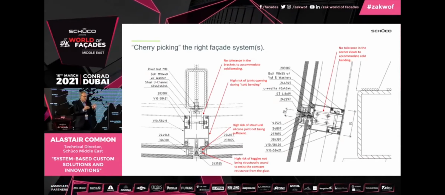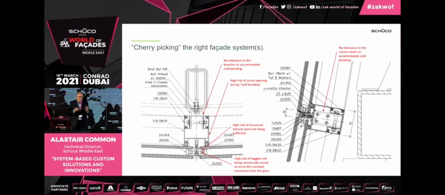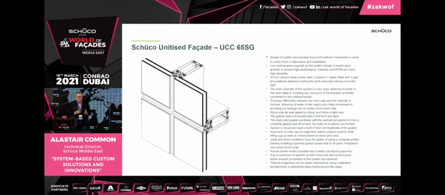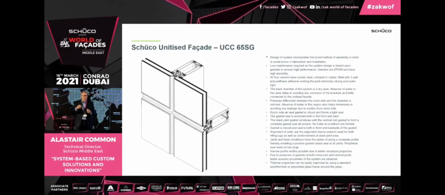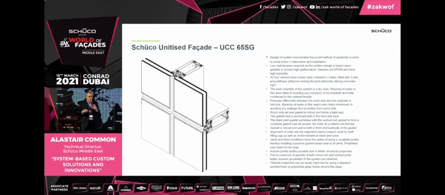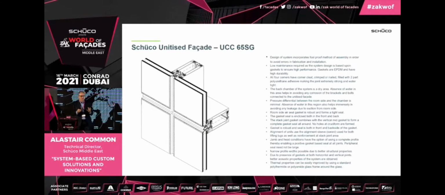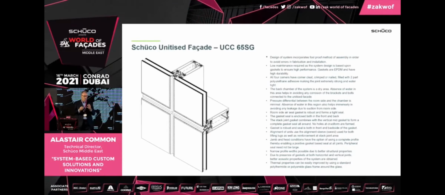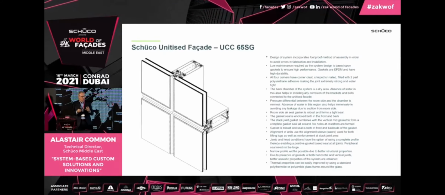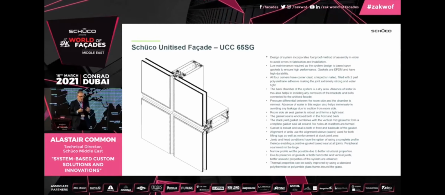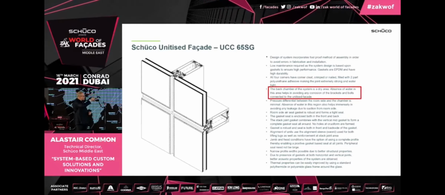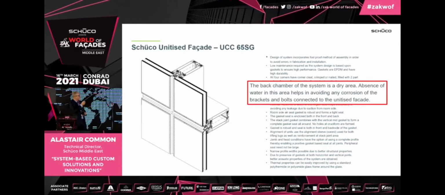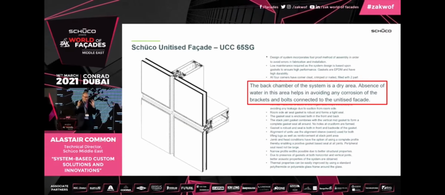So a stick system in this regard, it quite evidently wasn't making sense. So we go back and we look at what we have in terms of our unitized systems, because certainly a structurally bonded unitized system is by far and away the best way to look at this as a unitized system, and with cold bending.